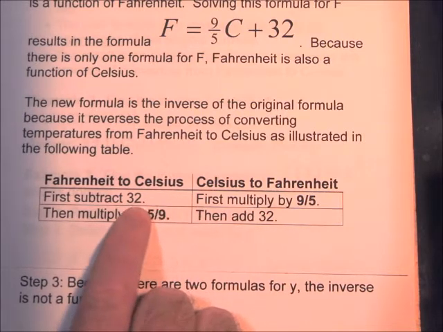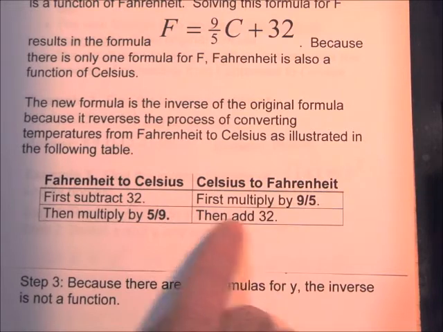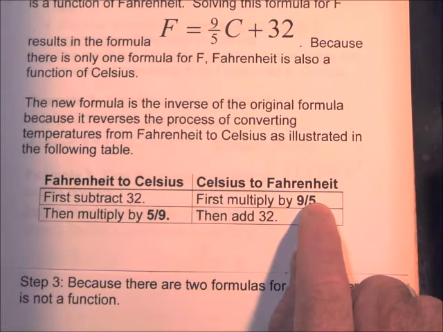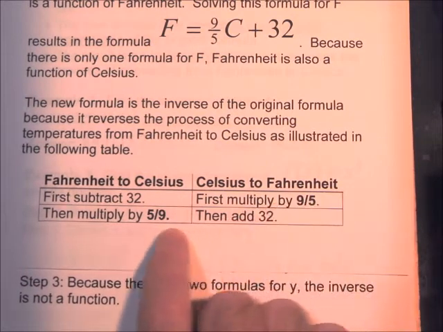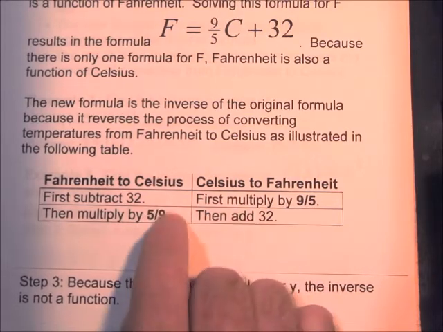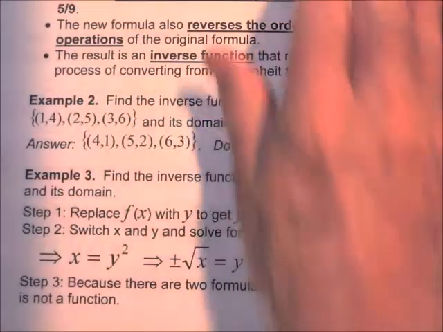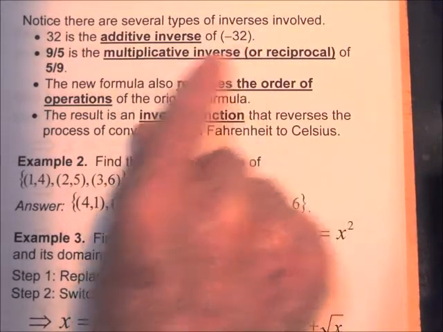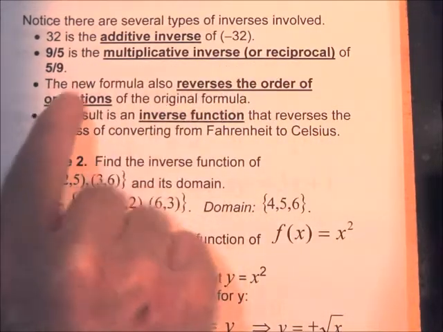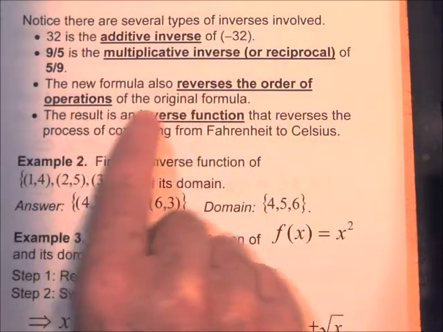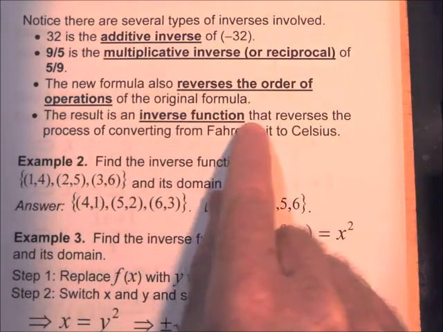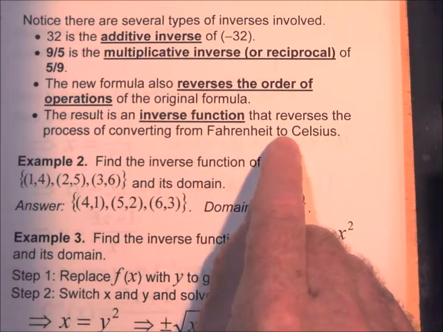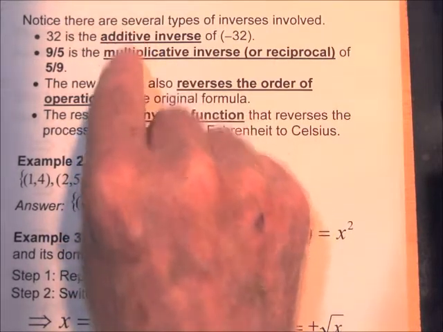So we have several types of inverses here. We have 32 is the additive inverse of negative 32, and 9/5 is the multiplicative inverse, also called the reciprocal, of 5/9. And also we have a different order. We reverse the order of operations here. So the new formula also reverses the order of operations of the original formula. And the result is an inverse function that reverses the process of converting Fahrenheit to Celsius. So the inverse function combines several types of inverses here.